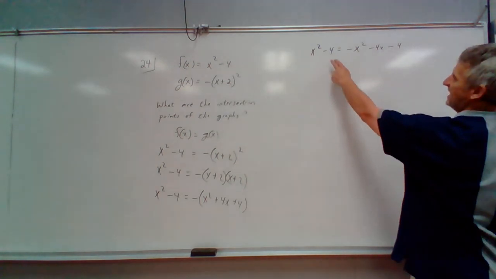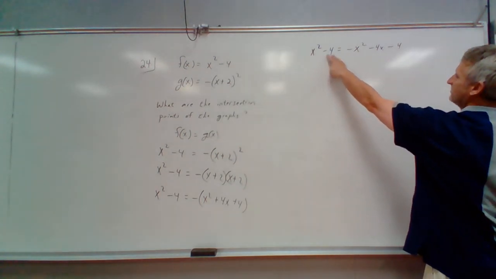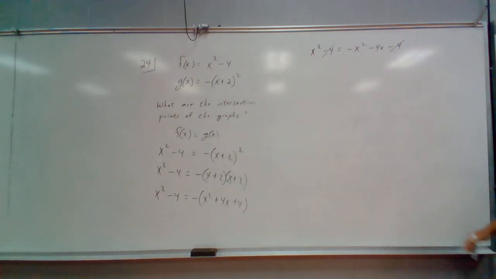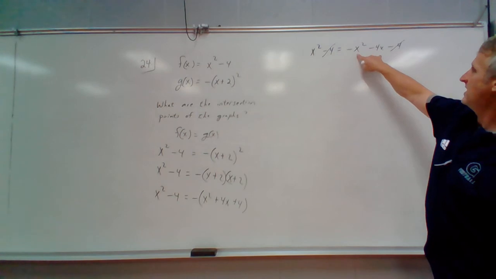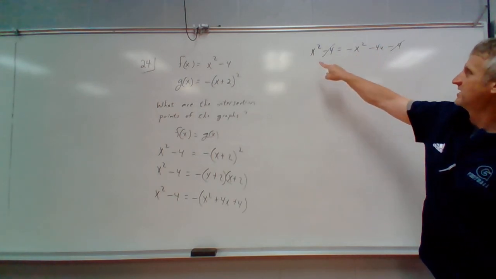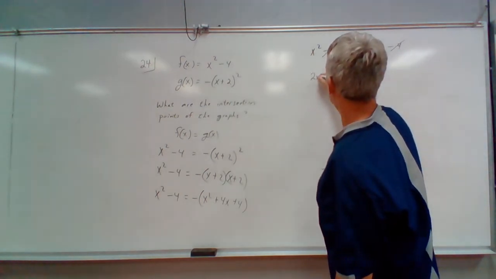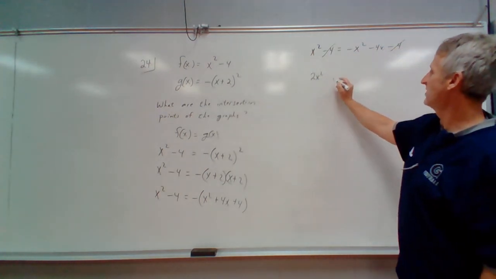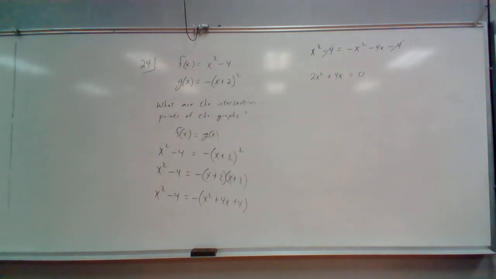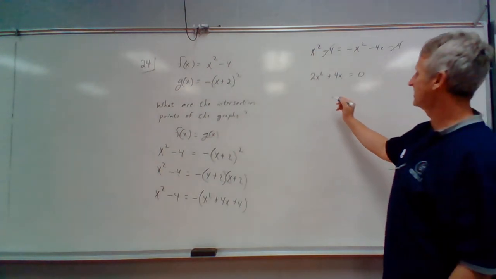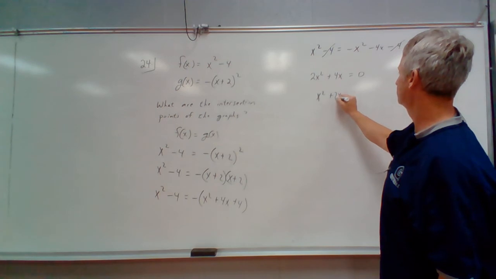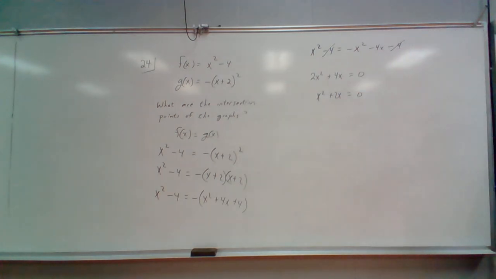All right, let's add 4 to both sides of this equation. So if I add 4 to this side and this side, those will just be gone. I want to solve a quadratic equation, so let's get it set equal to 0. So I'm going to add x squared to both sides. That'll give me 2x squared. Add 4x to both sides, plus 4x equals 0. Divide both sides by 2. So x squared plus 2x equals 0.